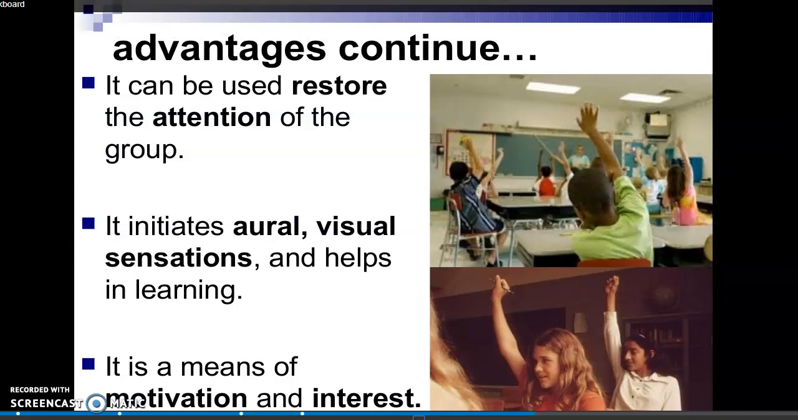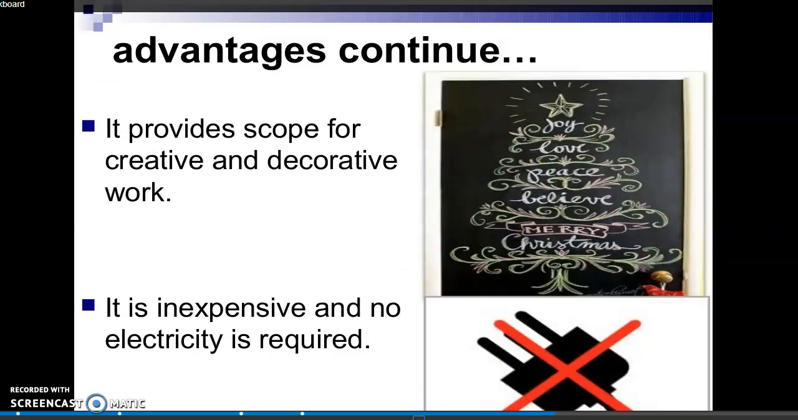And now we also continue the advantages of using the blackboard in the classroom. It can be used to restore the attention of the group, and it initiates overall visual sensations and helps in learning. It is a means of motivation and interest.